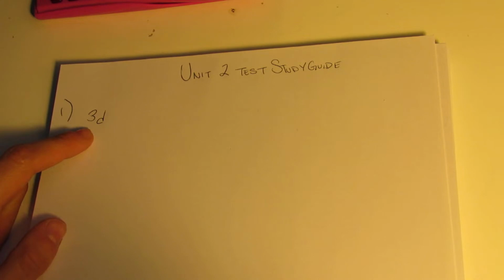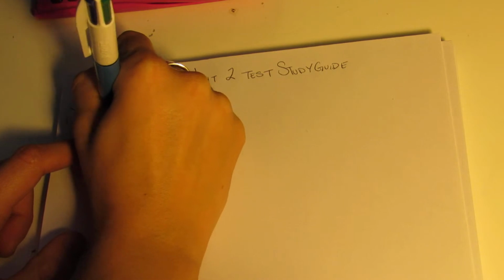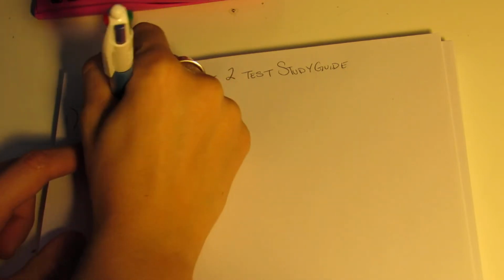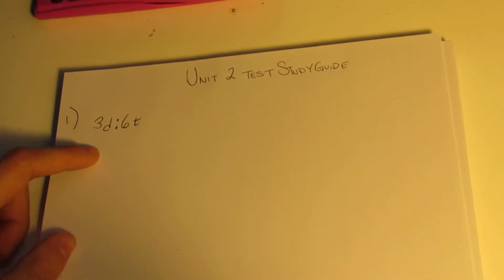So I'm going to go ahead and abbreviate 3D means 3 dogs, because the first question says, what is the ratio of dogs to turtles? So there are 3 dogs, and remember, there are 3 ways we can write a ratio, right? We can write it using a colon, as a fraction, and using the word to. So 3 dogs to, using the colon, turtles. How many turtles are there? There are 6 turtles, so 6T.